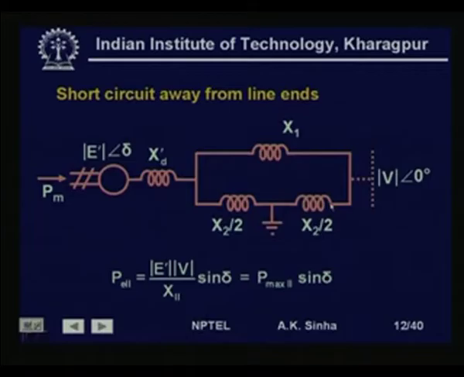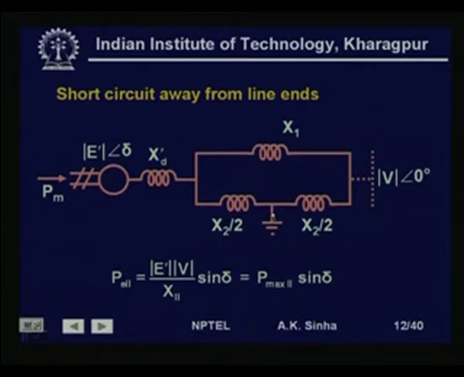Now, let us take another situation where the fault occurs somewhere in between in the line. In this case, we have considered a situation where the fault has occurred at the middle of the line, but it can be anywhere in the line. Only thing which is there is, initially when there is no fault, both these lines are working and the system has the electrical power characteristics given by E dash V by x d dash plus x 1 and x 2 in parallel into sin delta.